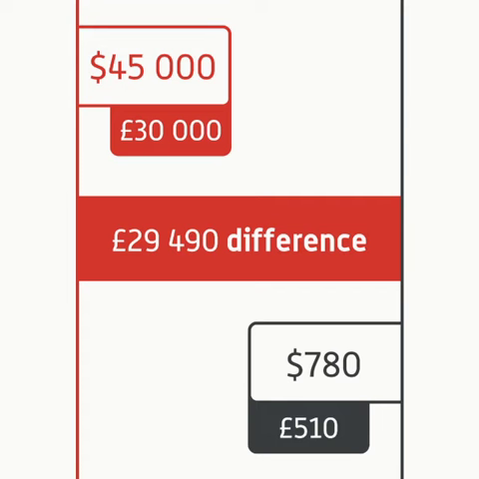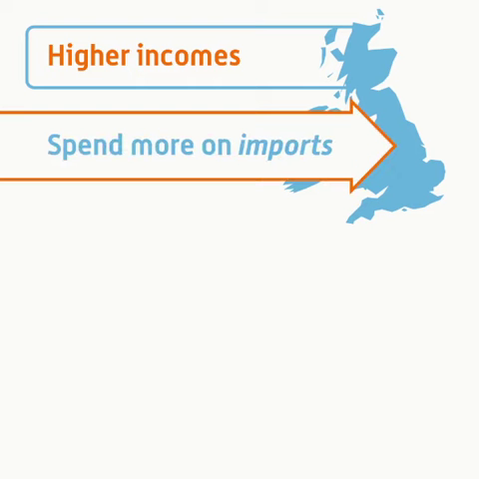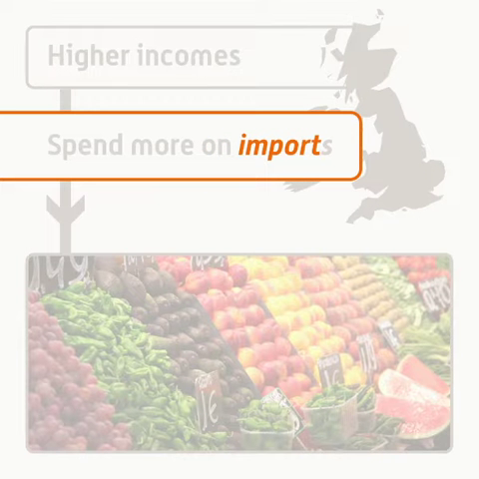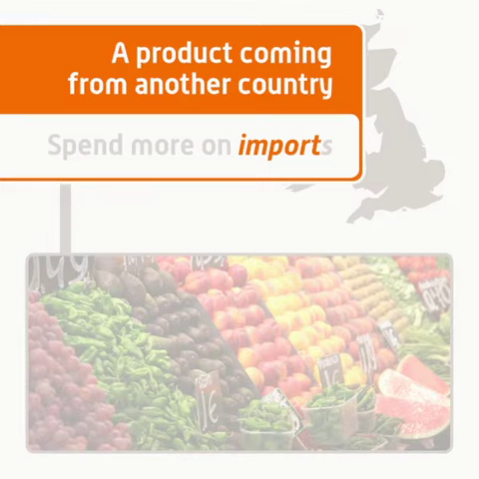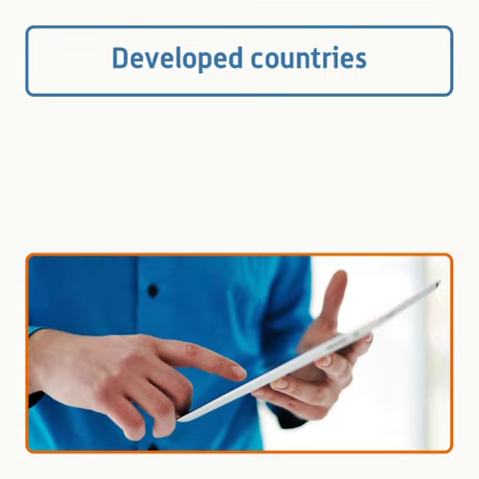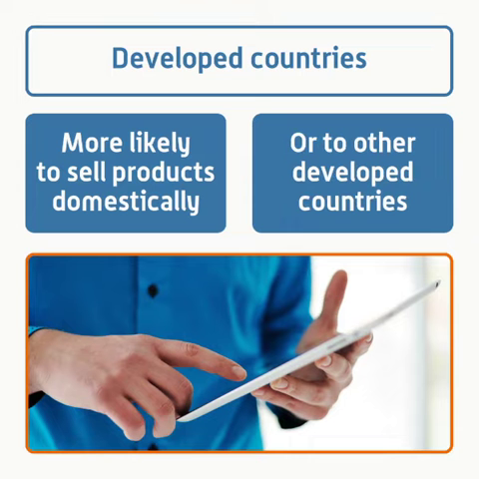£29,490 difference. Nations with higher incomes spend far more on imports, as the average person can afford to buy products from across the world. Remember, an import is a product coming from another country. An example could be UK businesses importing iPads from America. Developed countries like the UK are more likely to sell their products domestically or to other developed countries.